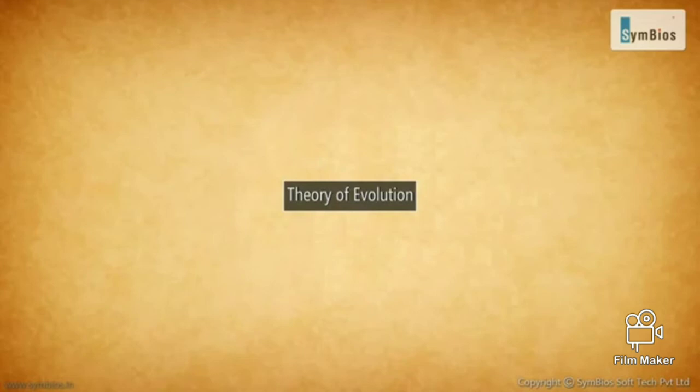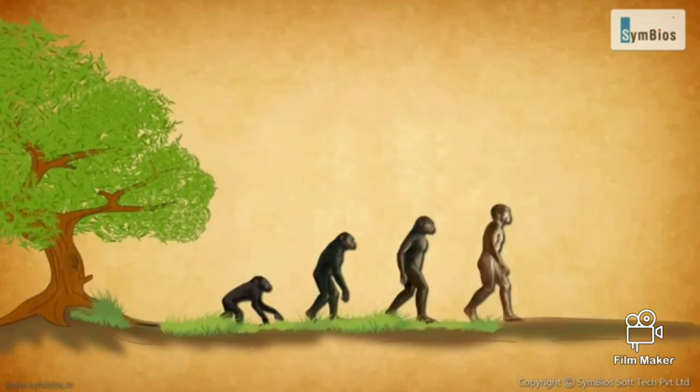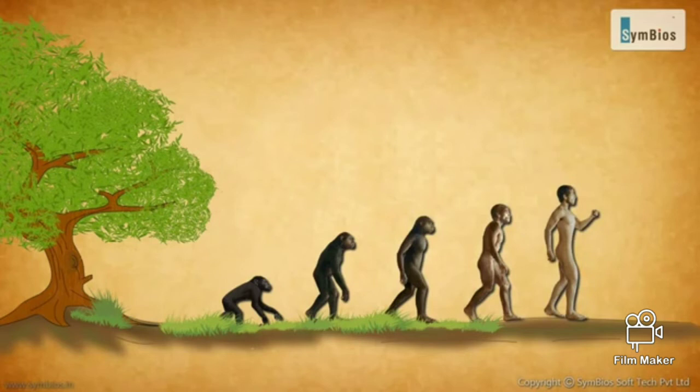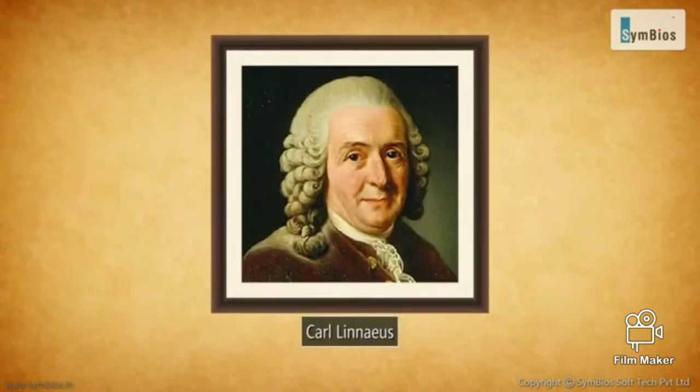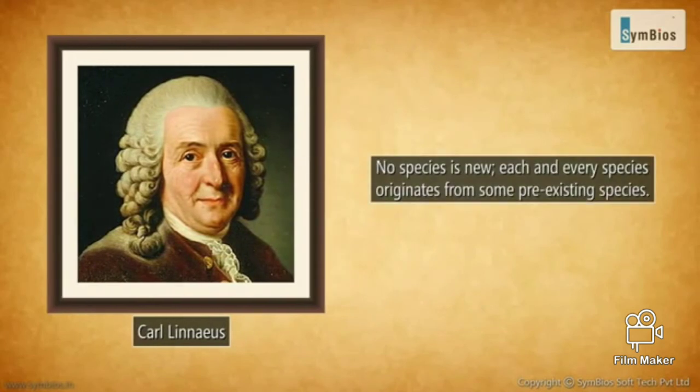Theory of evolution. Several theories have been proposed to explain the process of evolution. Carl Linnaeus was the first scientist to explain evolution scientifically. He proposed that no species is new. Each and every species originates from some pre-existing species.